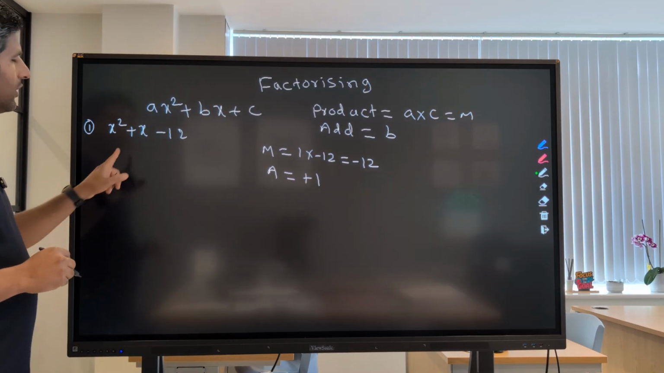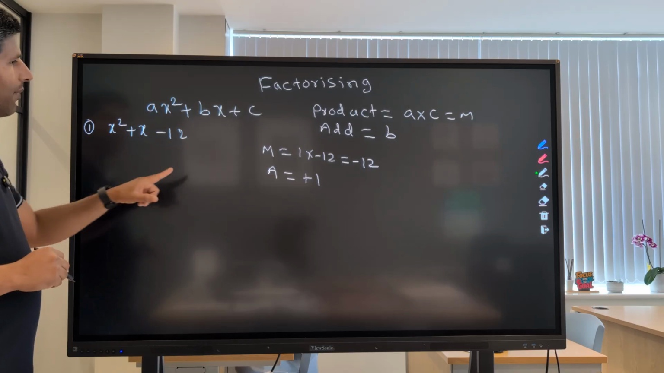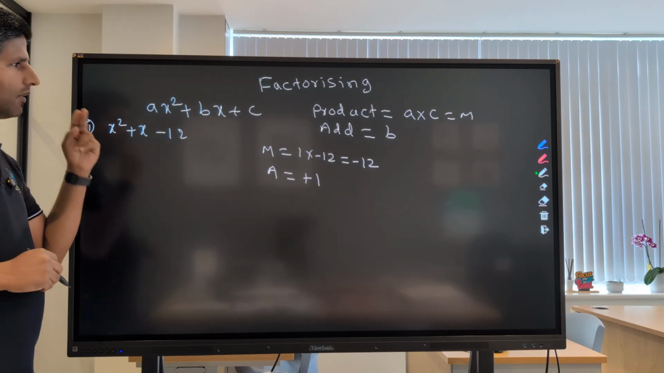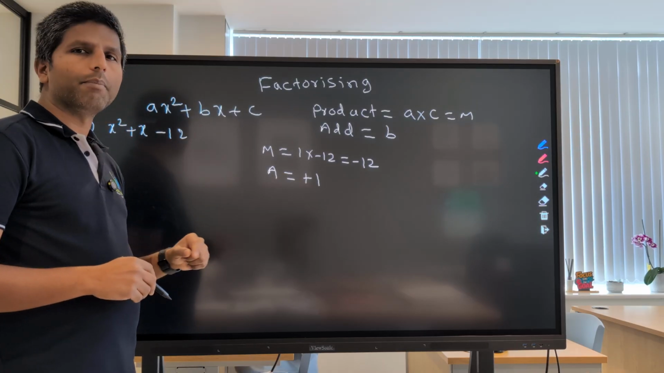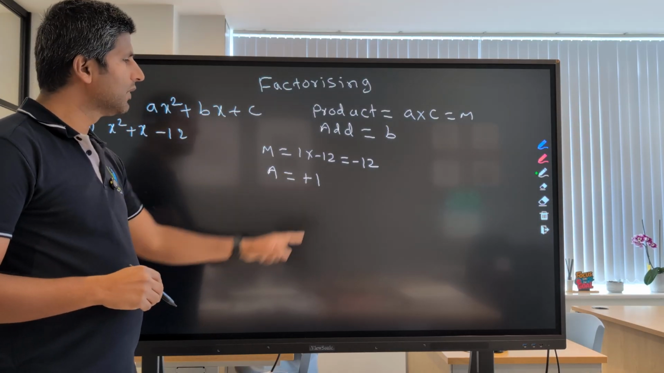The next thing is you need to find two numbers. When you times them, they need to make minus 12, and when you add them, it needs to make 1. How do you do it?